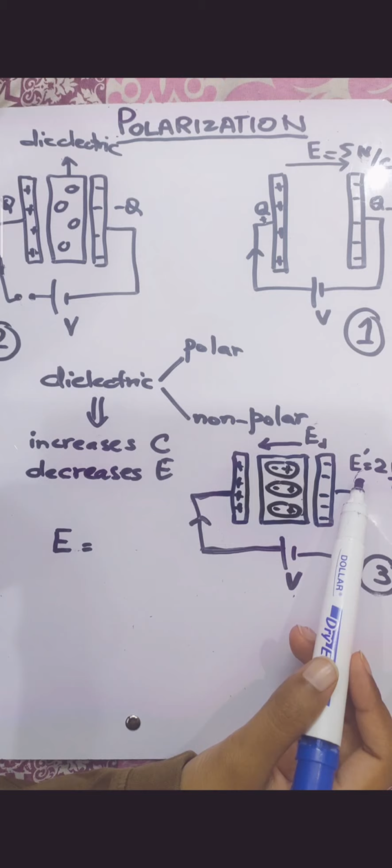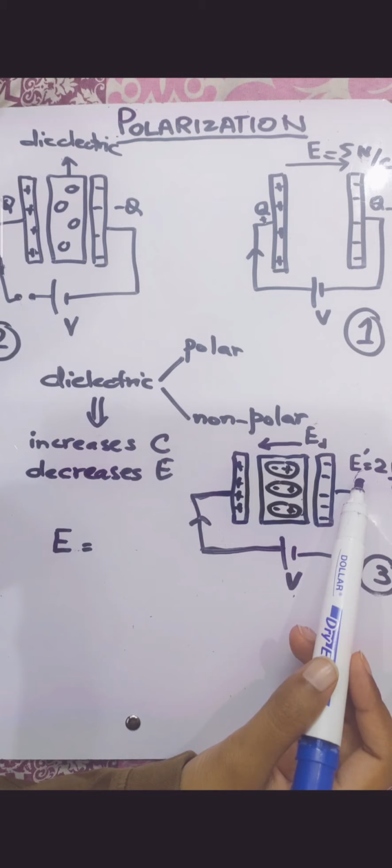To understand the phenomenon, we have taken two charged plates and connected them with the help of some battery source, with positive charge q on one plate and negative charge q on the other plate. In this case, an electric field is established from the positive plate to the negative plate, whose value is, suppose, 5 newton per coulomb. In the second case, we have placed a dielectric between the charged plates, but we haven't connected this circuit, right?